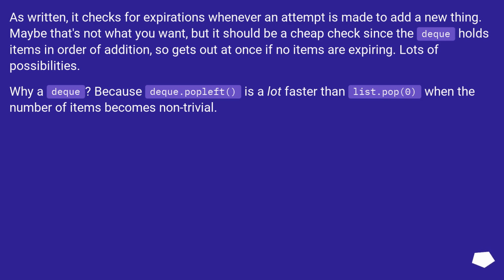As written, it checks for expirations whenever an attempt is made to add a new thing. Maybe that's not what you want, but it should be a cheap check since the deck holds items in order of addition, so it gets out at once if no items are expiring. Lots of possibilities. Why a deck? Because deck.popleft is a lot faster than list.pop(0) when the number of items becomes non-trivial.